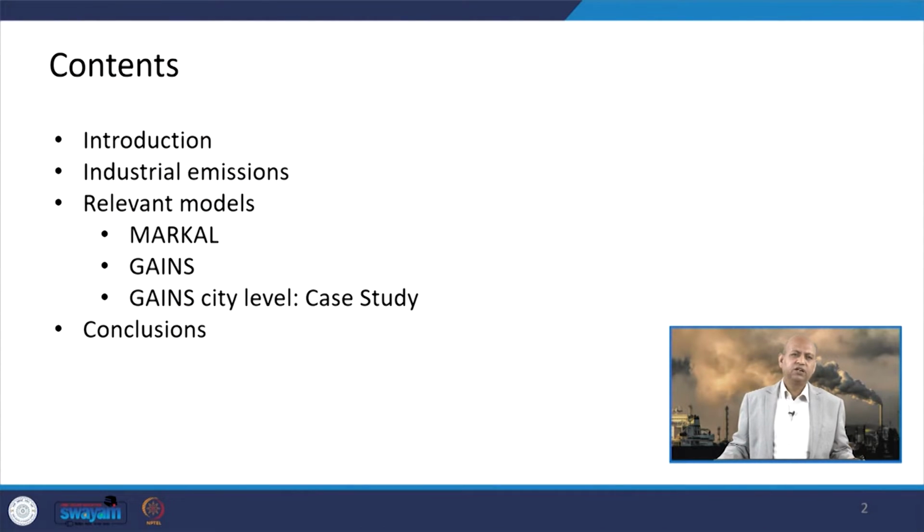So, after a brief introduction, we will look at what kind of emissions are there from industries, and then what are the different models available to estimate the emissions, that means to develop emission inventories for industries. Although models like MARKAL and GAINS are general models, meaning they can develop emission inventories for all possible sectors, we will focus only on the industry sector which they also cater to. Otherwise, you can also develop simple spreadsheet models especially related to industrial activities or any activity, using certain relationships of those activities which emit air pollutants and greenhouse gases, etc. And after a case study at the city level using the GAINS model, we will conclude.